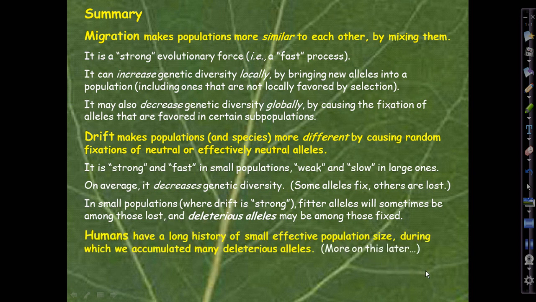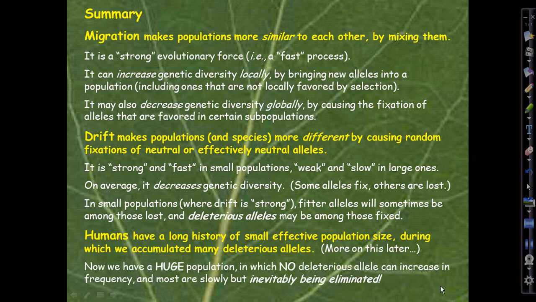And in small populations where drift is strong, fitter alleles will sometimes be among those lost, and deleterious alleles may be among those fixed. We humans had a long history of small effective population size back in our hunter-gatherer past, during which time we seem to have accumulated many deleterious alleles. These are, to this day, very important in medicine, and we'll talk more about this later.